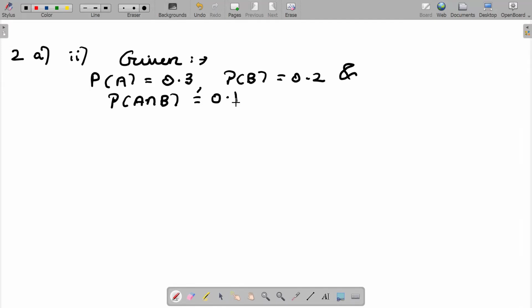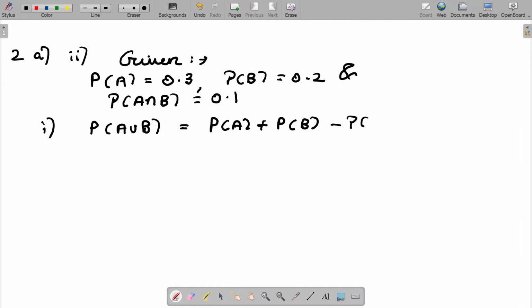Okay, so now we are going to solve for what the question is asking us. The first part asks us to find the probability of A union B. We directly apply the formula. Probability of A union B is probability of A plus probability of B minus probability of A intersection B.